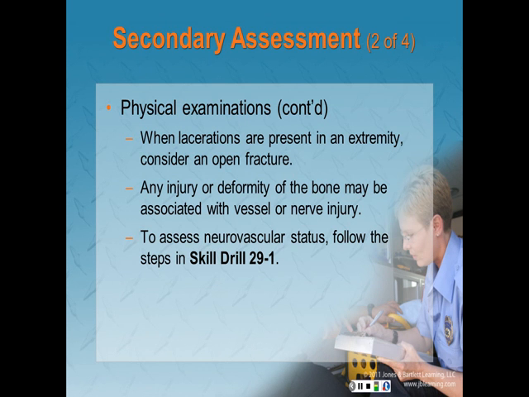Any injury or deformity of the bone may be associated with vessel or nerve injury. You must assess neurovascular function every 5 to 10 minutes during the assessment, depending on the patient's condition, until he or she is in the hospital. Always recheck the neurovascular function before and after you splint or otherwise manipulate the limb. Examine the injured limb, and this should include the 6 P's of musculoskeletal assessment: pain, paralysis, paresthesias, which is numbness or tingling, pulselessness, pallor, and pressure. To assess neurovascular status, follow the steps in Skill Drill 29-1.